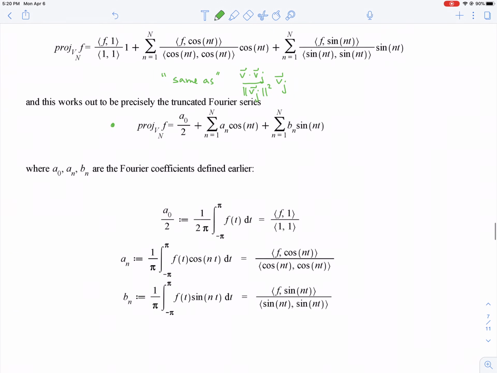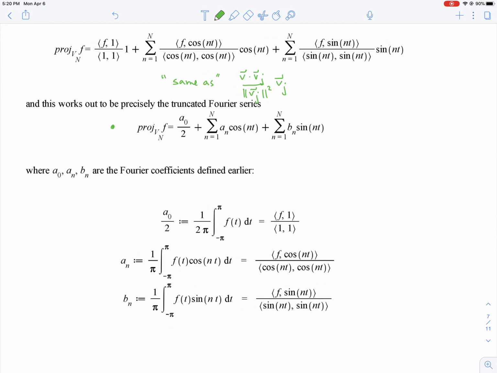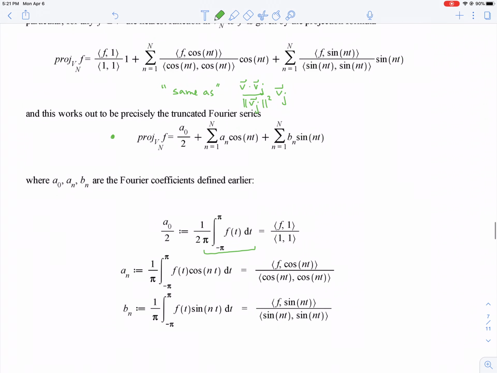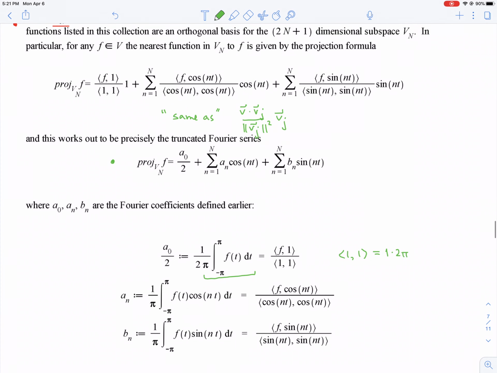Okay, so in fact, the A naught over 2 is, remember the A naught was 1 over pi times the integral of f of t, which is the same as the integral of f of t times 1, which is the same as the inner product of f with 1. And so if you divide that by 2, you get the average value, and the inner product of 1 with itself is just the integral of 1 from minus pi to pi, which is 1 times the length of the interval. Right, so remember, inner product of f with f is the same as the magnitude of f squared in this inner product space.